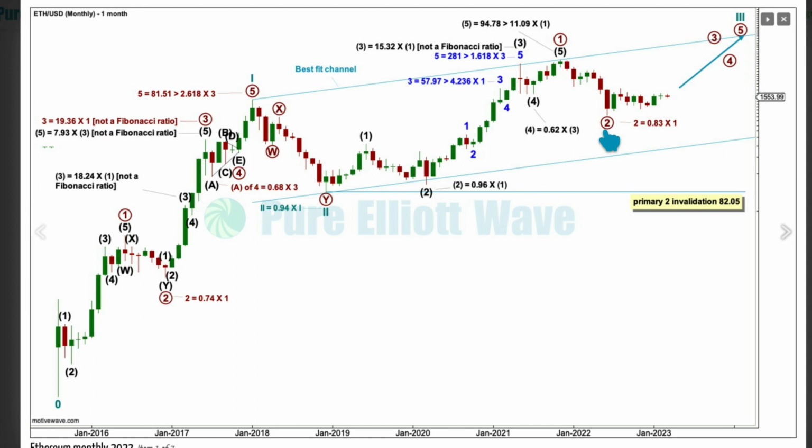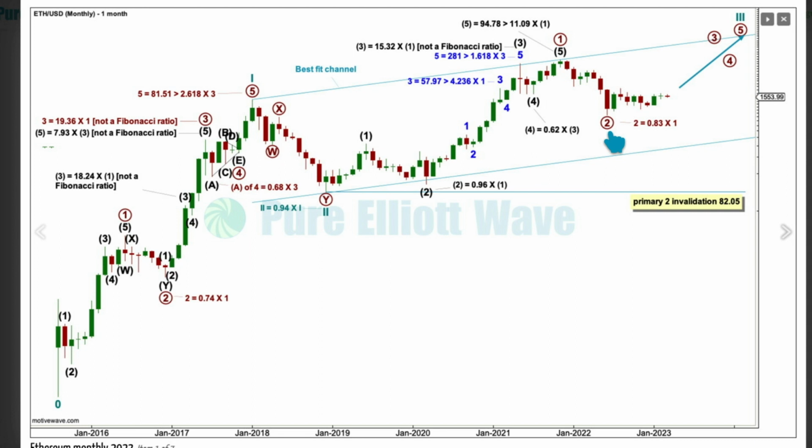If it's over here, it's an 83% correction of primary wave 1, well within the common range for cryptocurrency bear markets. They range from about 75 or so to 80, 90, or even above 90%. They do tend to be very, very deep, a lot deeper than the 0.618 Fibonacci ratio.